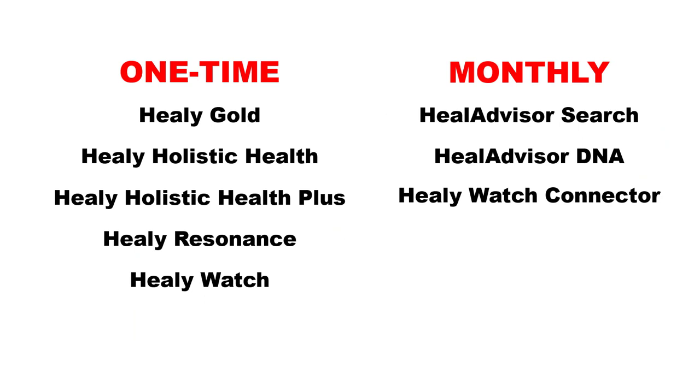So this sums it all up. The one-time things that you can buy are the 4 editions. That's the Healy Gold, the Healy Holistic Health, the Healy Holistic Health Plus, and the Healy Resonance. Those all run on the same essential Healy device. You get it when you get the Gold, and then it runs on all 4 of them. So that means that you can start with the Gold and upgrade if you want to. Another one-time purchase is the actual watch itself. That's a separate purchase and a separate device.